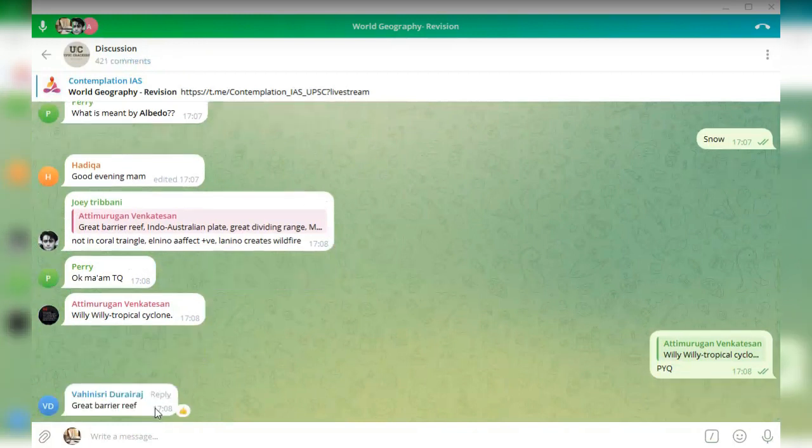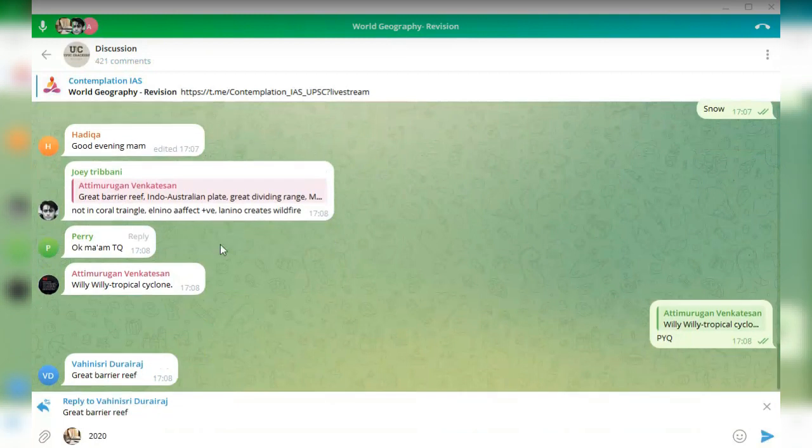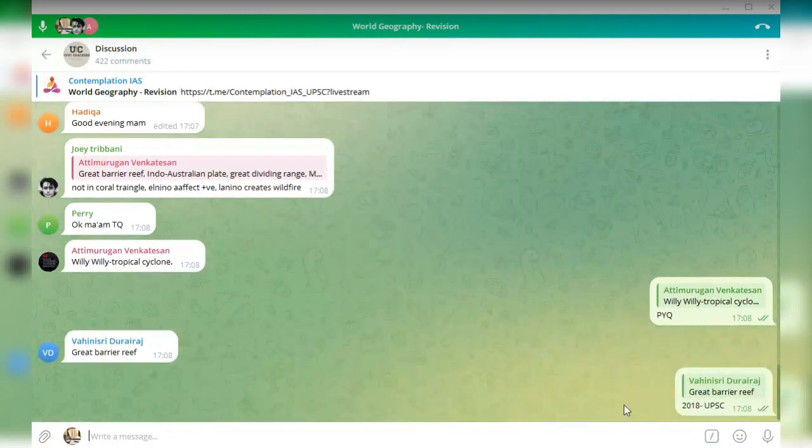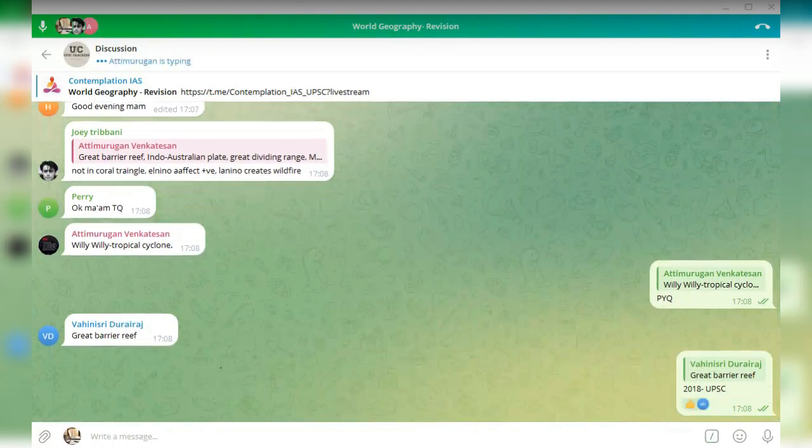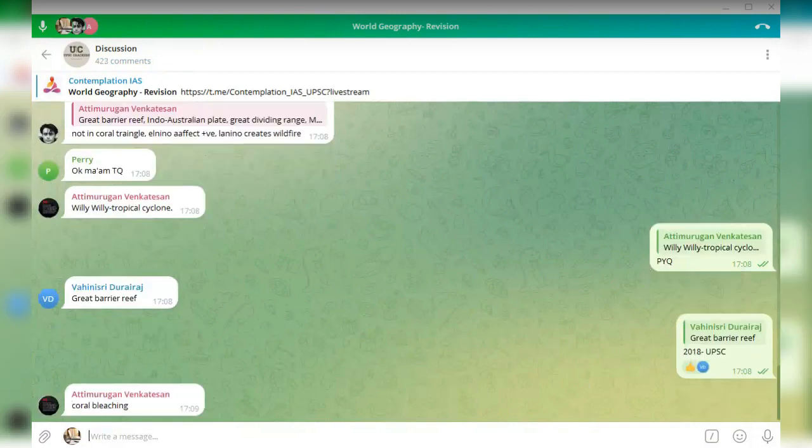Great Barrier Reef is again a PYQ of 2020 UPSC. 2020. 2018. 2018 UPSC. Okay, there was a three-statement question. If anyone can bring that question here, in 2018 there was a question on tropical reefs sort of. So if anyone can bring that question here.